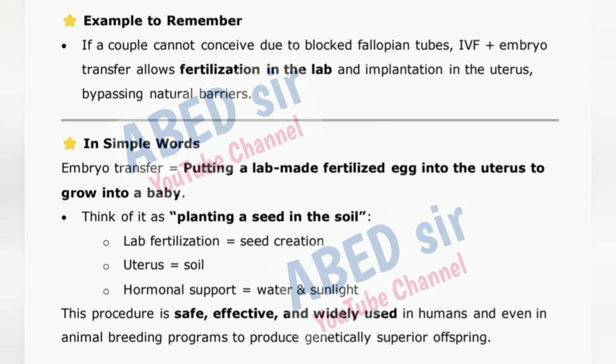Lab fertilization equals seed creation. Uterus equals soil. Hormonal support equals water and sunlight. This procedure is safe, effective, and widely used in humans and even in animal breeding programs to produce genetically superior offspring.